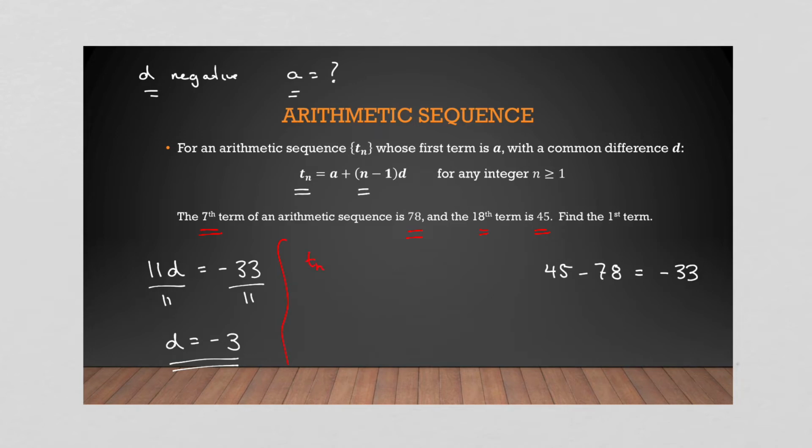So tn equals a plus n minus 1 times d, and I'm going to use the 7th term: 78 is equal to a plus 7 minus 1 times negative 3. And now I work to solve for a. So 78 equals a plus 6 times negative 3. 78 equals a minus 18, because that's a positive times a negative. And then add 18 to both sides. A equals 96.